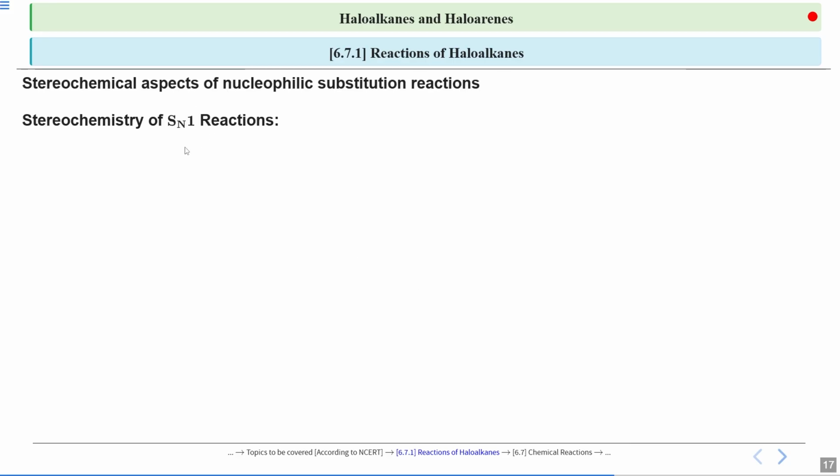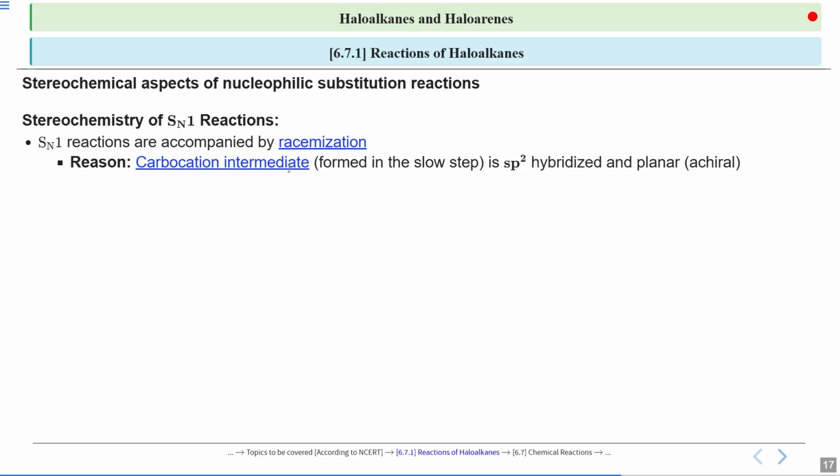If we talk about the stereochemistry of SN1 reactions, SN1 reactions are accompanied by racemization. How? The reason is the carbocation intermediate. SN1 reactions happen in two steps. The first step is the slowest step, where carbocation formation happens. The more stable the carbocation formed, the more will be the reactivity, right? The carbocation intermediate formed in the slow step is sp2 hybridized and planar. That means it is achiral.